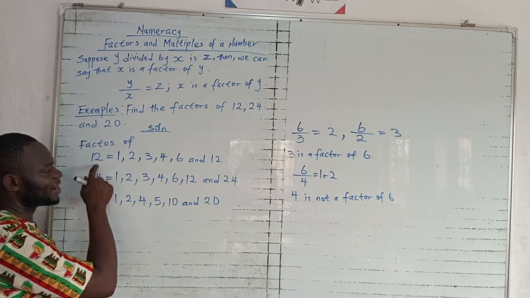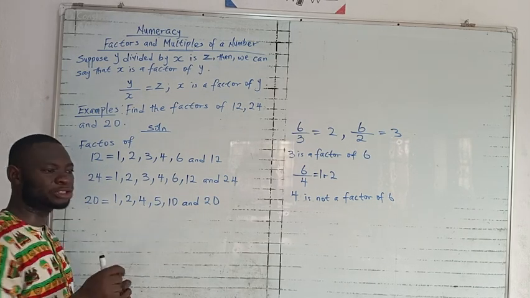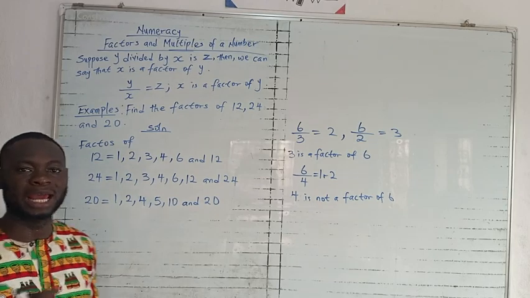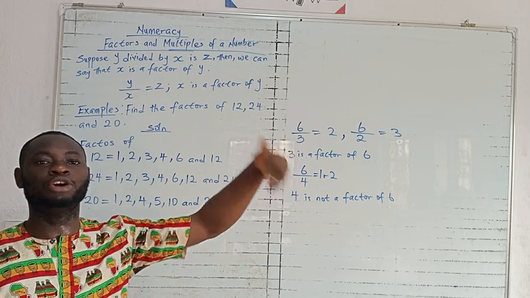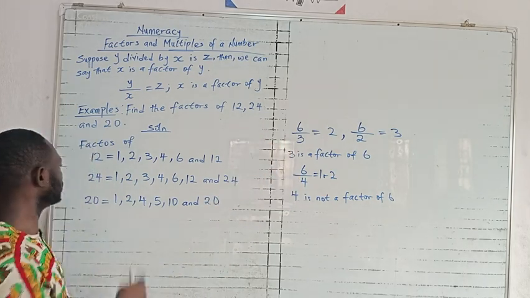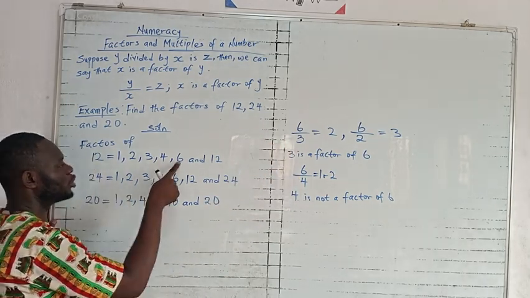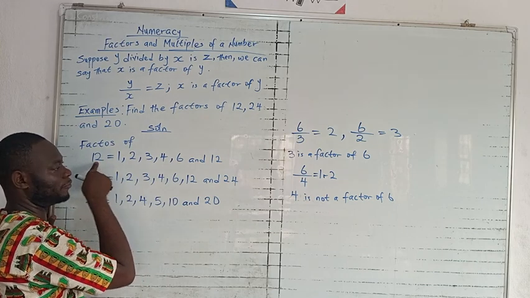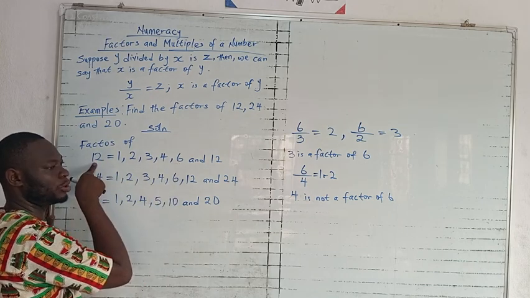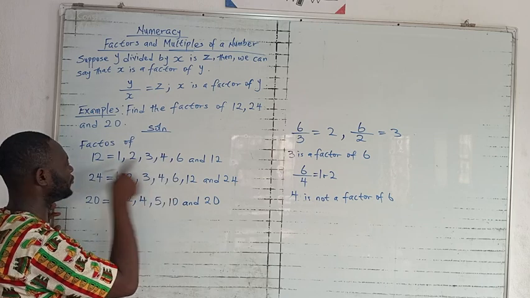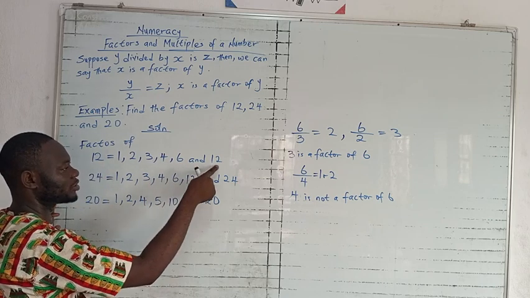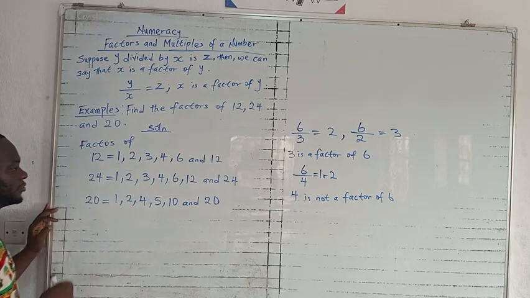Now, I wanted to say something. Whenever you are listing the factors of a number and you get to the middle of the number, like half of the number you are looking for its factors, then the next factor becomes the number itself. You can notice at 12, once we got to 6 as a factor of 12, 6 is half of 12. Half of 12 is 6, right? Since we have gotten to half of the number, then the next factor becomes the number itself.